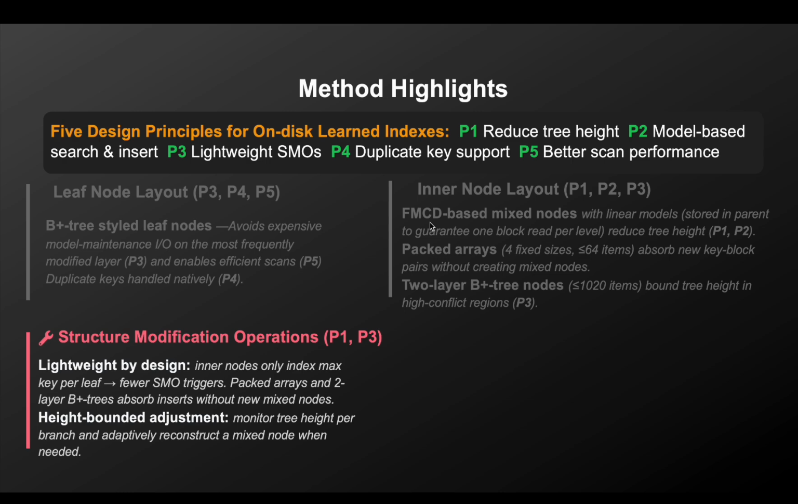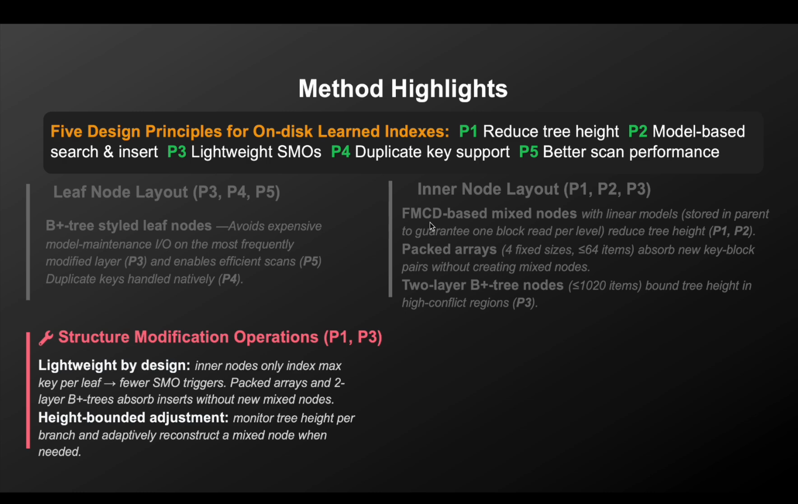Next is the design of structure modification operations. Since the inner nodes only index the maximum key of each leaf, they are updated less frequently. And because packed arrays and 2-layer B+ trees can absorb many insertions, AULID avoids triggering new mixed nodes too often.